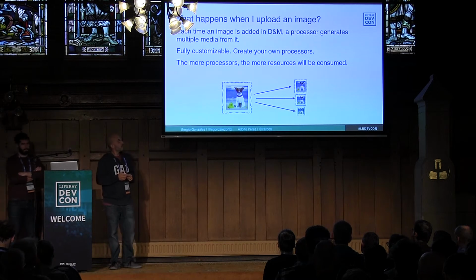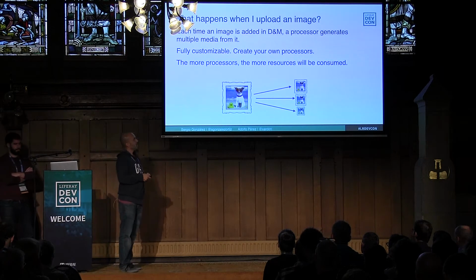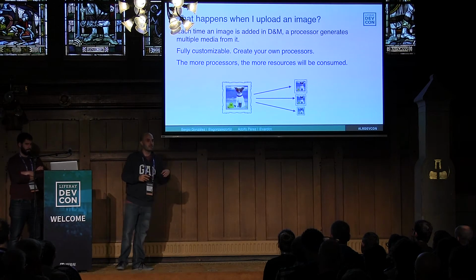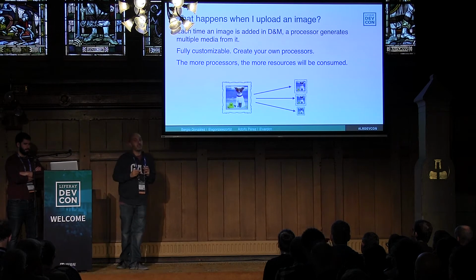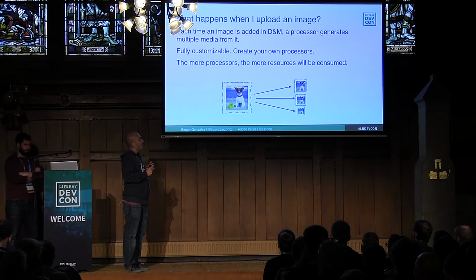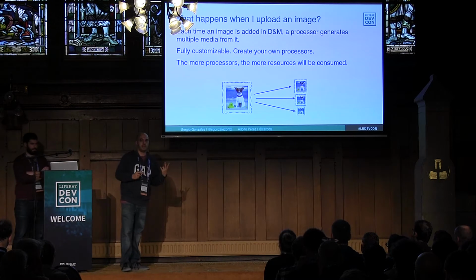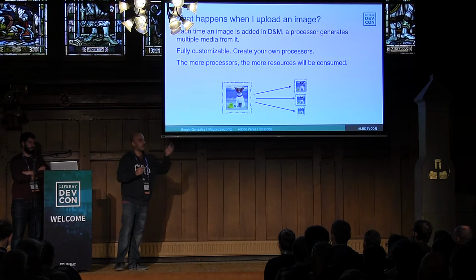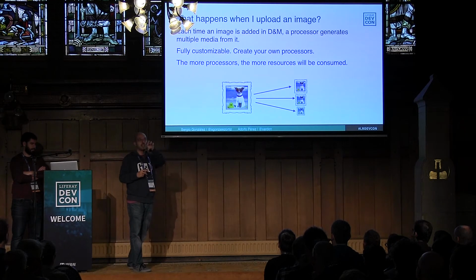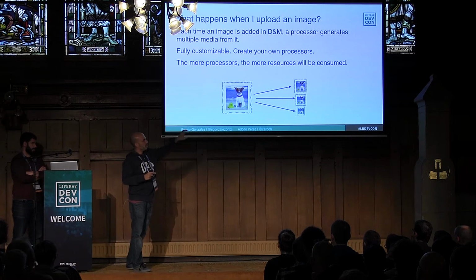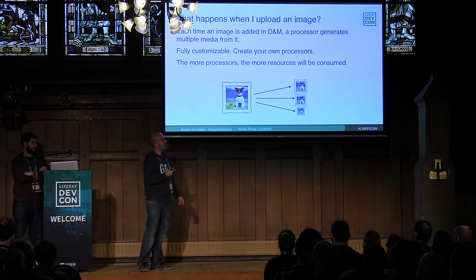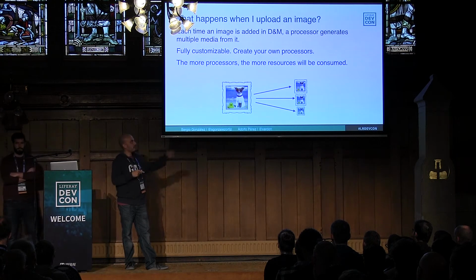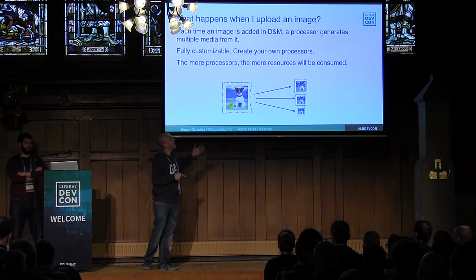Okay, so now let's look a bit at what happens when you load an image. As Sergio explained before, when you load an image, there is a piece that we call an adaptive media processor that has basically 2 responsibilities. The first one, and the most obvious one, is generating the actual image for each configuration that you've defined. And the second responsibility is to clean up. If you delete a file, all those images should be deleted.